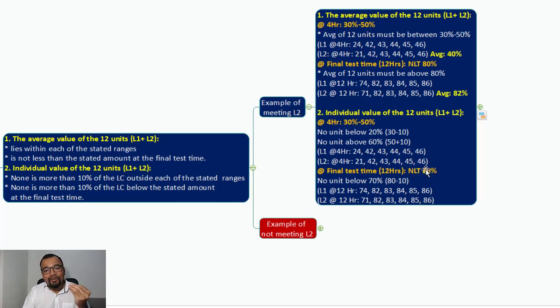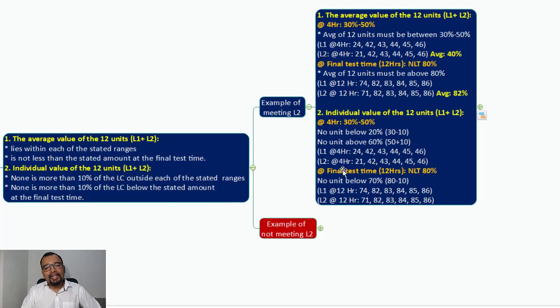And what is my highest value? I got 46%, which is well below 60%. Now my average has already been met, in between 30 to 50%. My individual values are also in between the stated range, with the plus or minus 10% outside the stated range. So I can say that now for the fourth hour, my dissolution has met the L2 acceptance criteria.